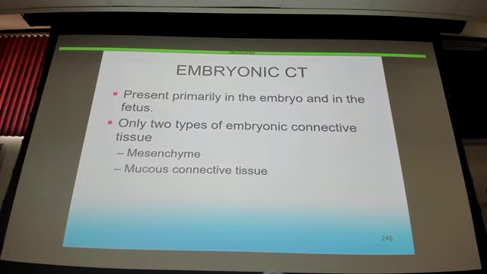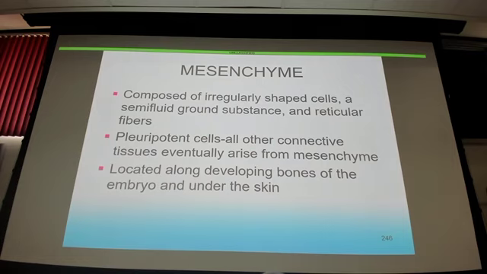Embryonic connective tissue, I already said all this. Primarily in the embryo, right? It's going to make up mesenchyme or mucus connective tissue. Mesenchyme, when you look at it, has a lot of irregularly shaped cells. It has a kind of semi-fluid ground substance and some reticular fibers. So it's not real well defined. But the cells in mesenchyme are pluripotent.